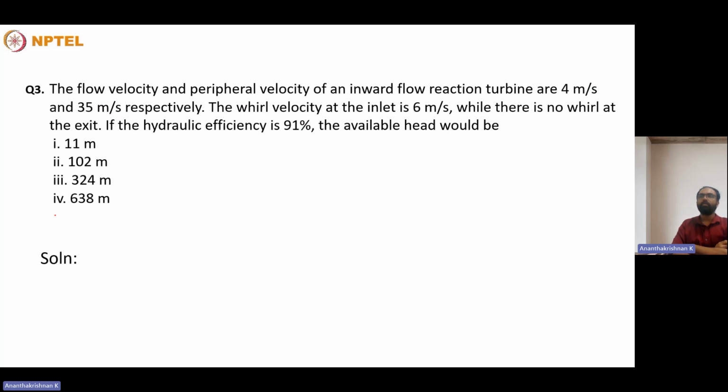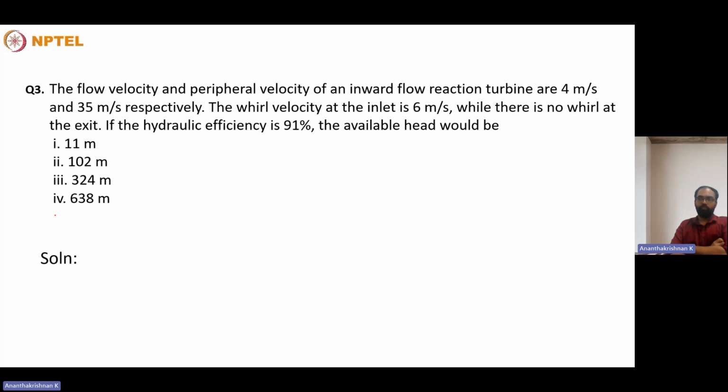This is a straightforward problem. We need to calculate the head which is available at the inlet. For that, we know the hydraulic efficiency. Hydraulic efficiency is actually the ratio between the actual head produced and the head which is available at the inlet. The head in terms of the power.